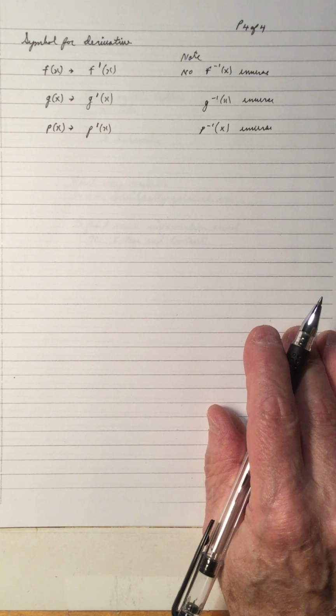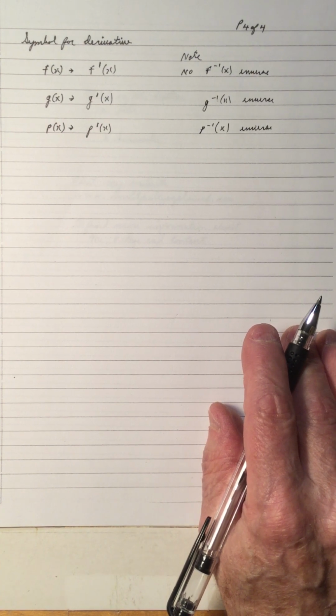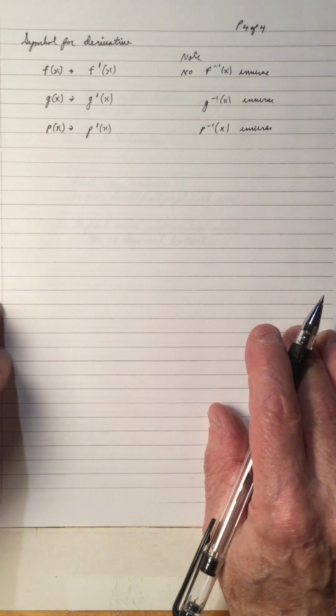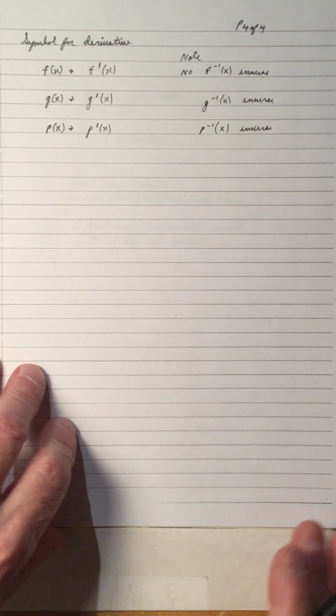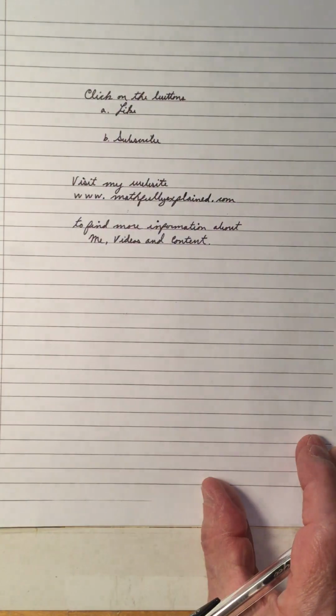And to repeat, the derivative is the slope of the tangent to the curve at some value of x, whatever that value is. So that's the introduction to the idea of a derivative.